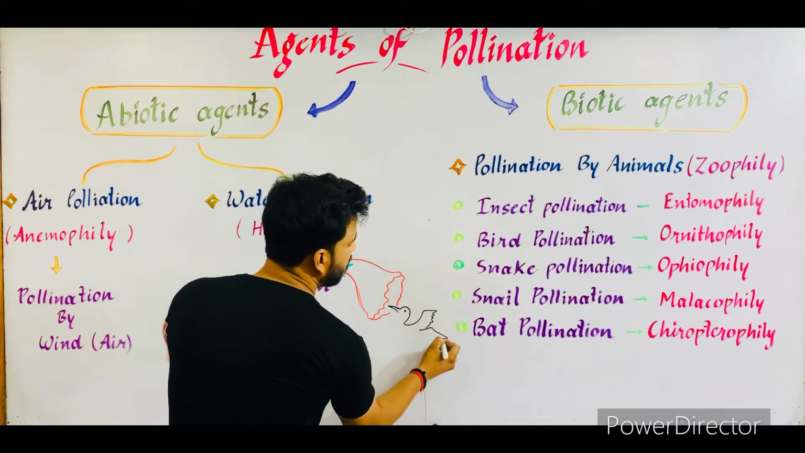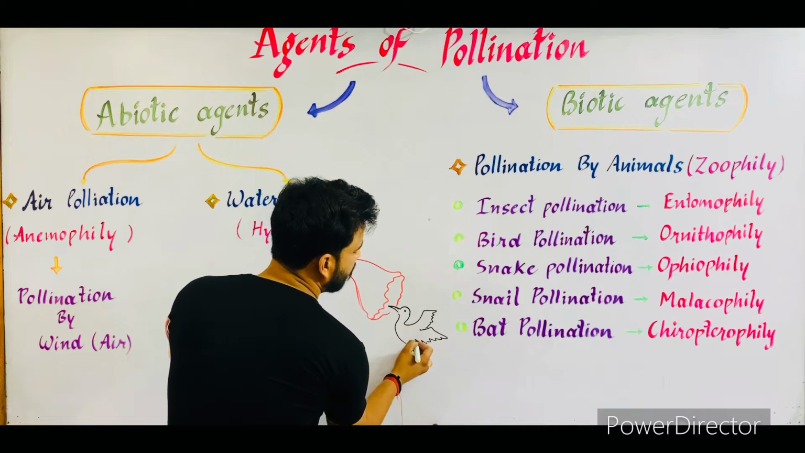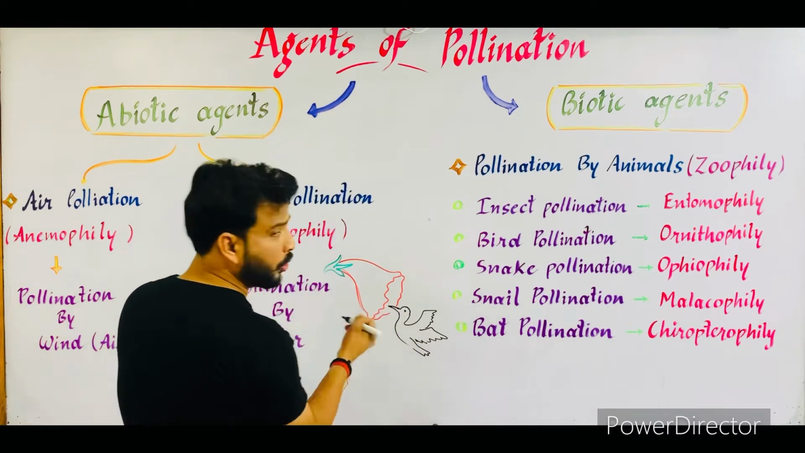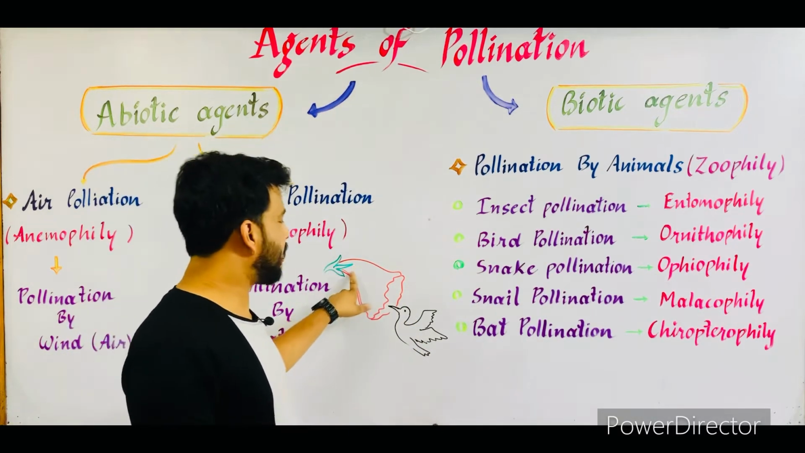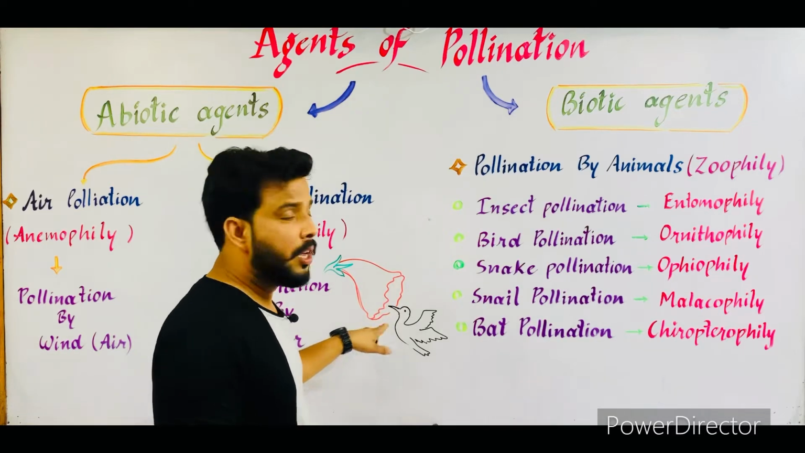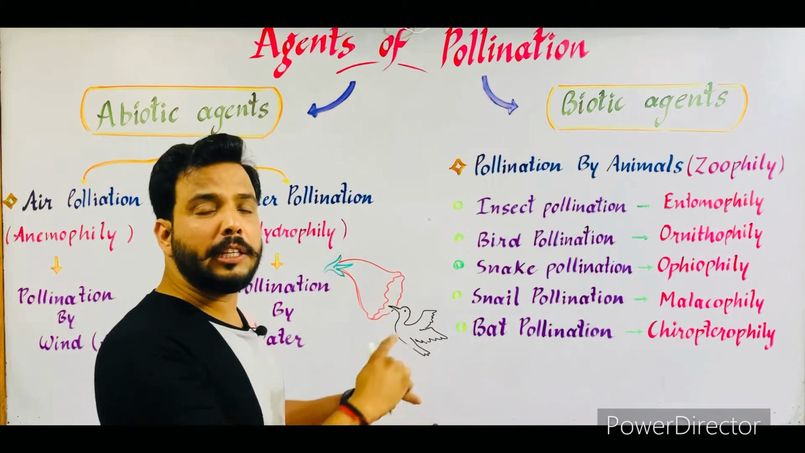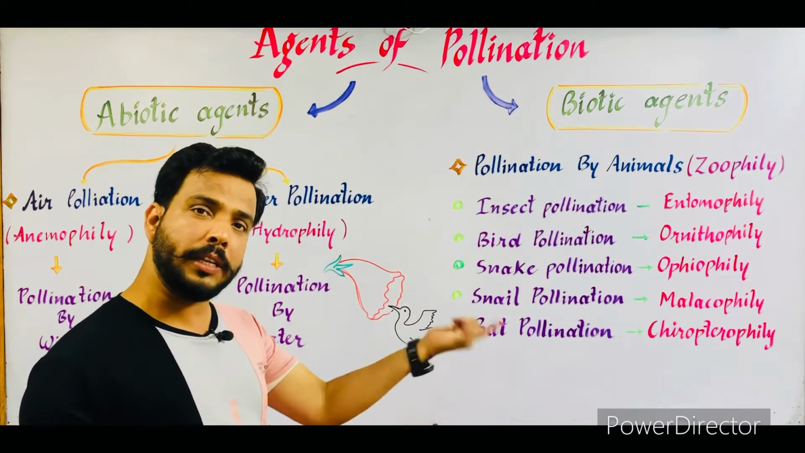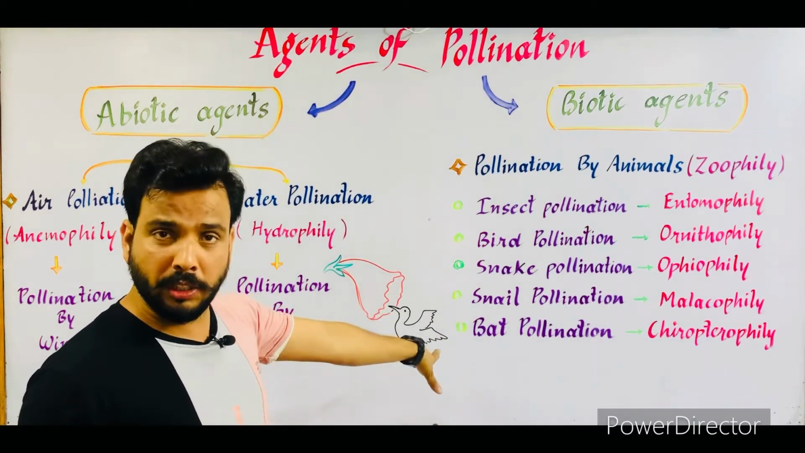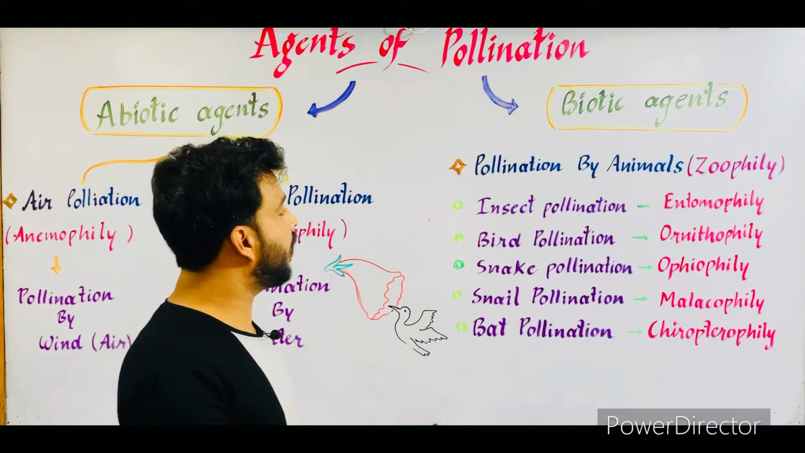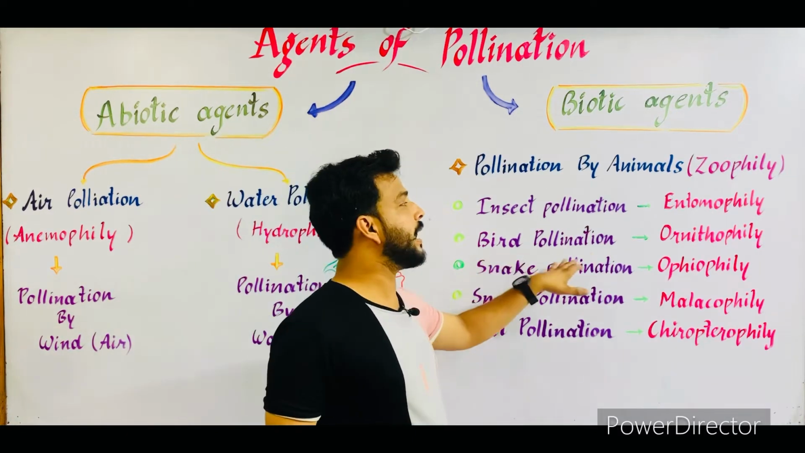The hummingbird is a small bird which enters its beak into the flower, into the corolla tube, and the pollen grain sticks in the beak of the bird. When this bird inserts its beak into any other flower, then the pollen grain reaches from one flower to another with the help of this hummingbird. So this phenomenon is termed bird pollination, or you can say ornithophily.